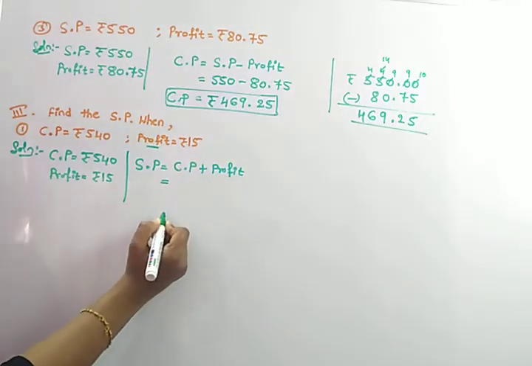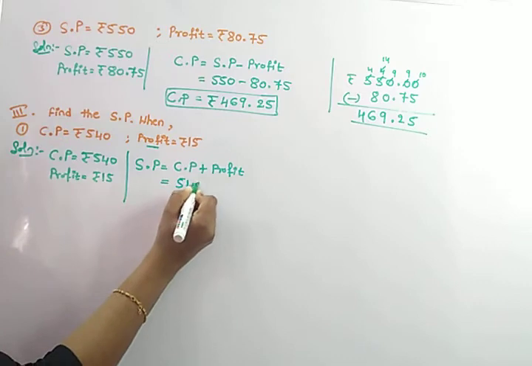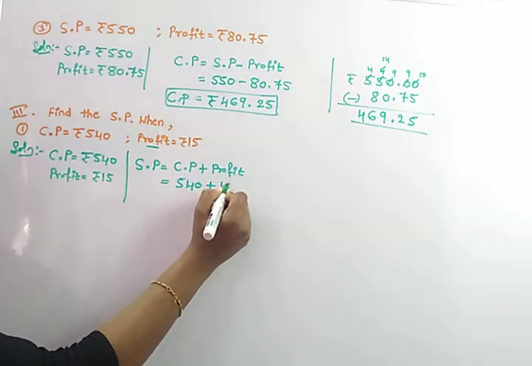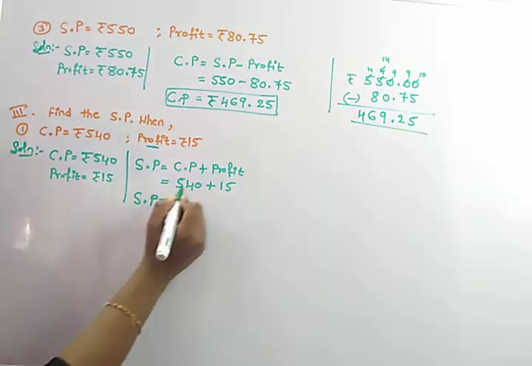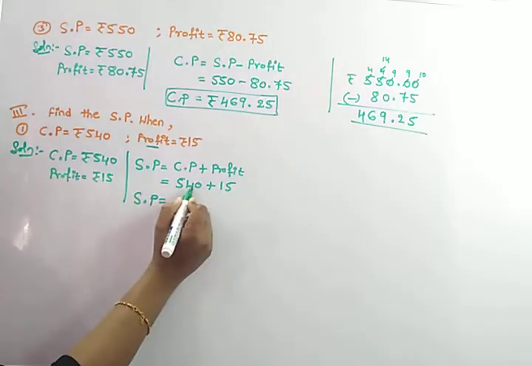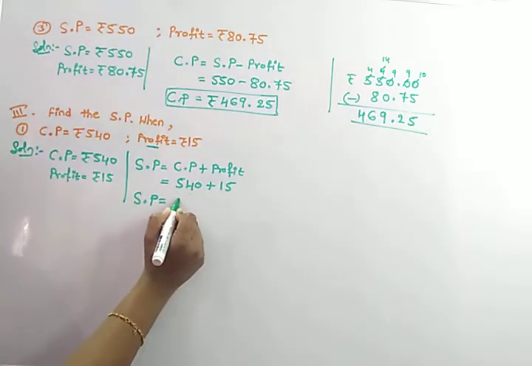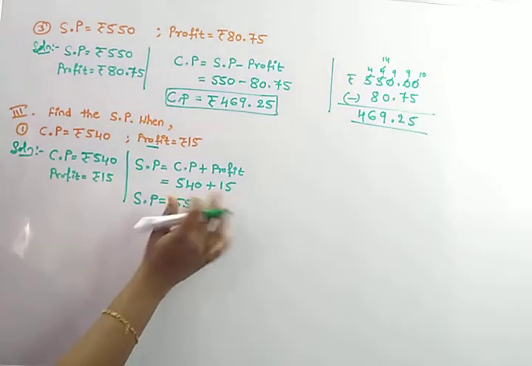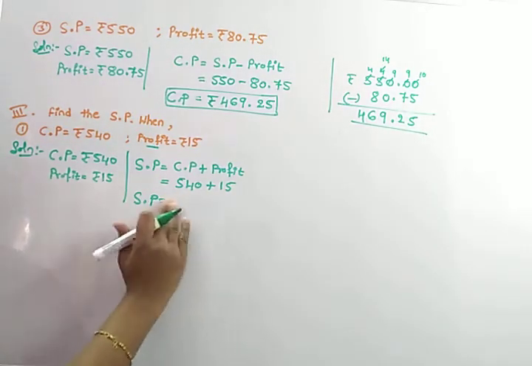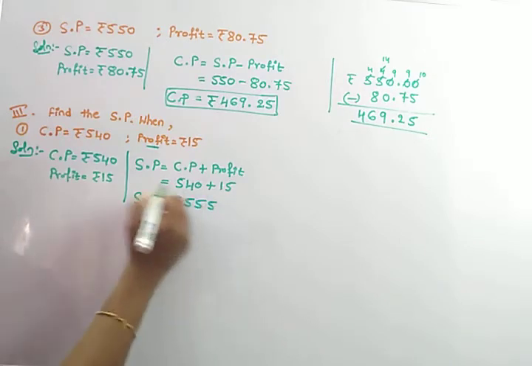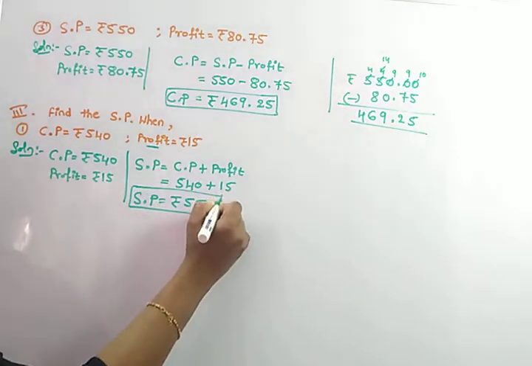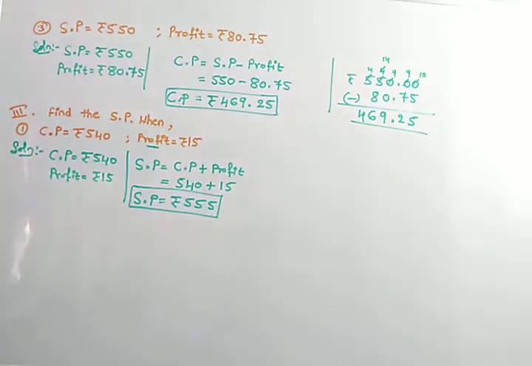So now the CP is 540 rupees, then the profit is 15 rupees. So now find the SP is equal to 540 plus 15 is equal to 545 rupees. Write the rupee symbol. So this is the SP, the selling price. Similarly, one more question, the second one.